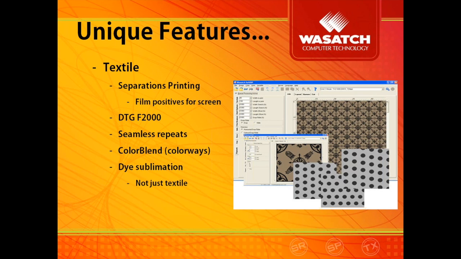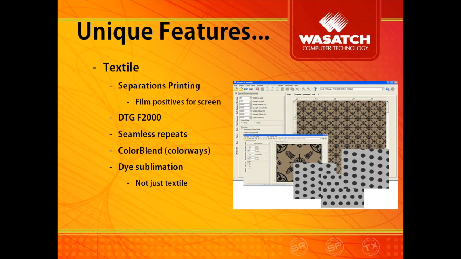Textile printing. This is an area where SoftRip is very strong and very much in demand. It started off textile-wise for screen printers needing to print film positives. Our ability to halftone and separate a file appropriately and produce high-quality results is something that in this wide format world is unmatched.